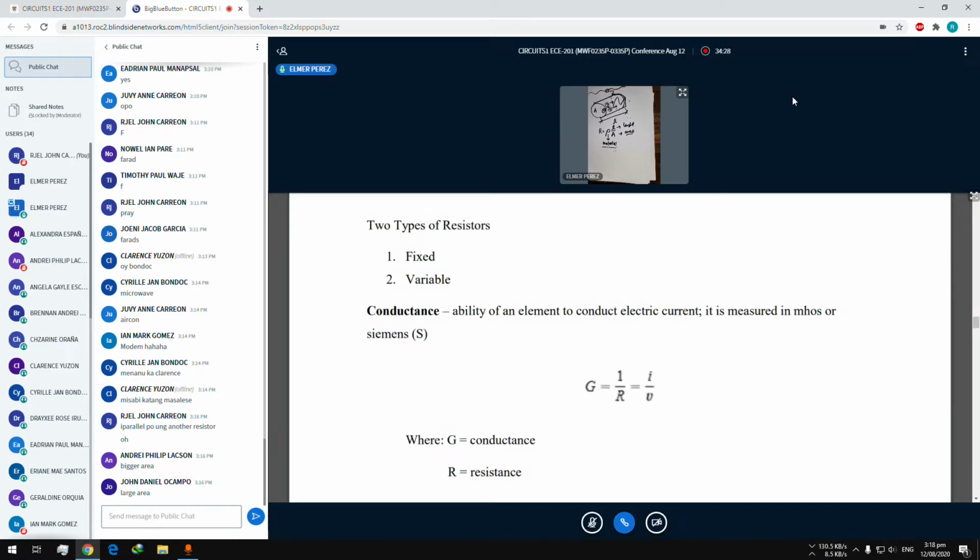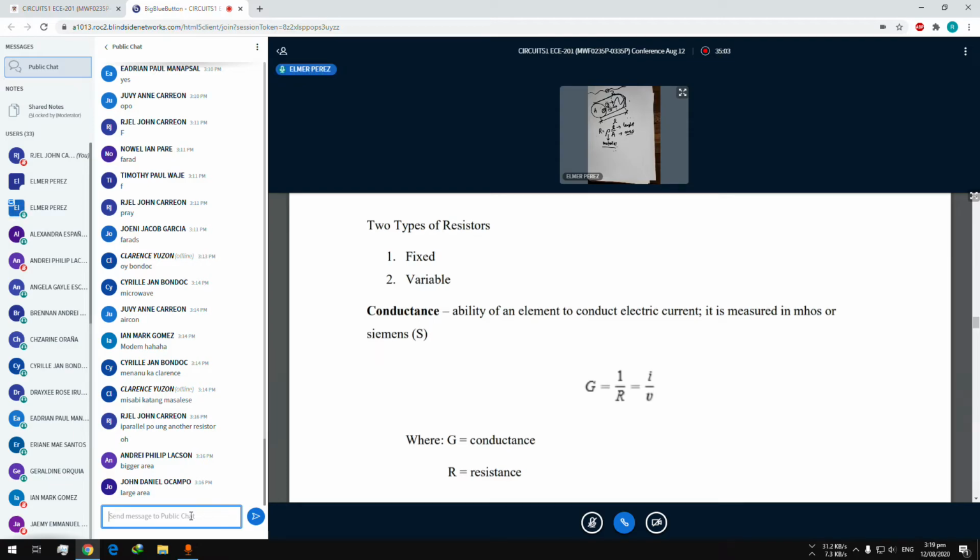Yung meron kang pwedeng ipihit, yung iniikot. Parang yung sa volume ng... digital na pala ngayon. Meron pa bang iniikot na para sa sounds? Or siguro sa power supply na lang, yung iniikot. May mga potentiometer yon para i-change yung resistance. Okay, yung blower na lang.